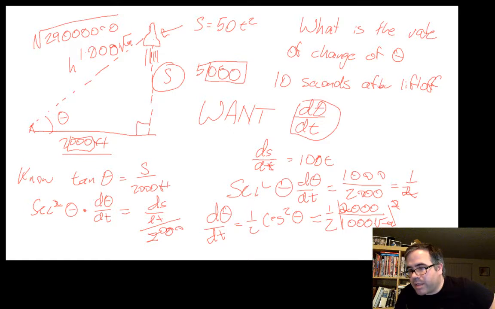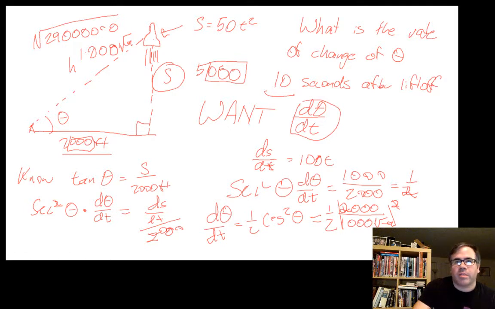But how did I get 5,000? Oh, sorry. Yeah, we know it's 10 seconds after liftoff, right? Well, we know this height is 50 times t squared. So 10 squared is 100. 50 times 100 is 5,000.